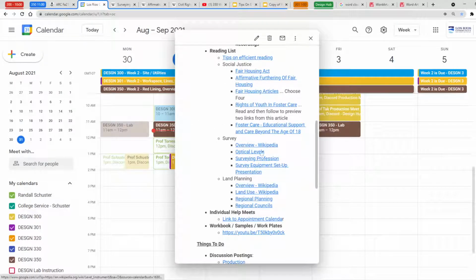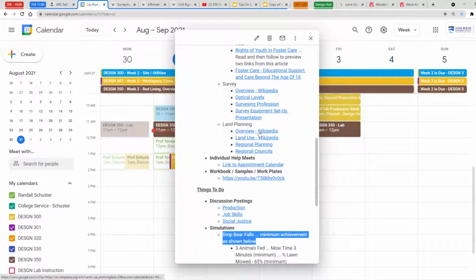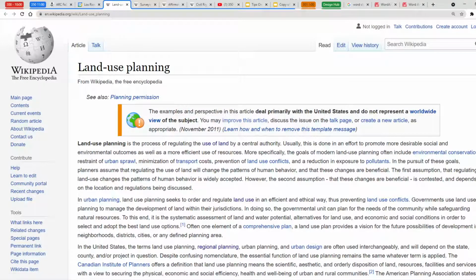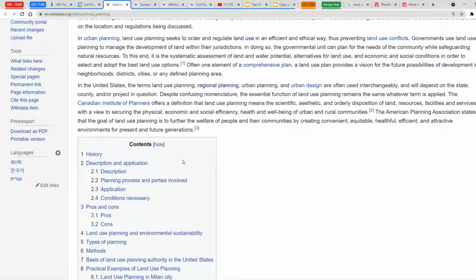And then we'll talk about optical levels. That's what we're using. You need to know a little bit about the survey profession. And then you should know about survey equipment setup, and we'll do more on that. And so then again, same thing with land planning. Land use planning ties hand in hand with survey because survey gives us the information of where a piece of property is. Okay, so this is just good stuff to know.